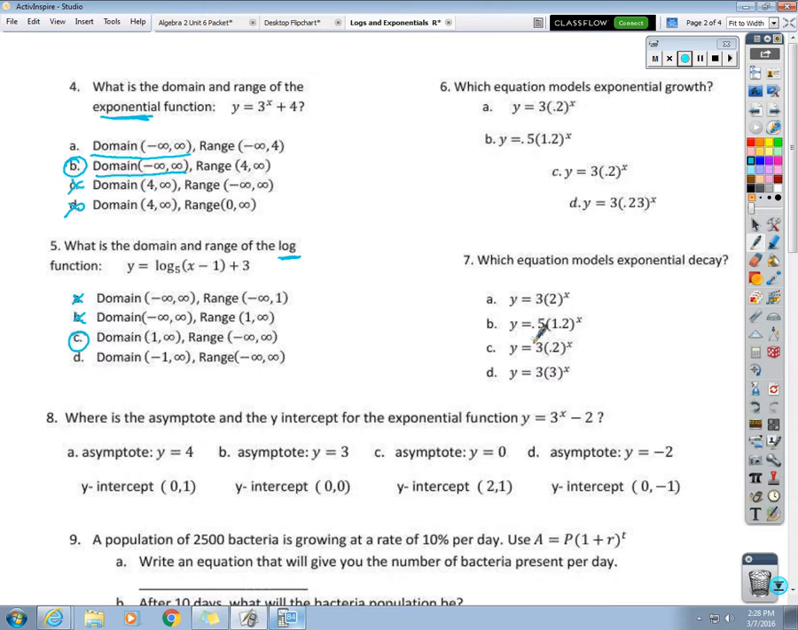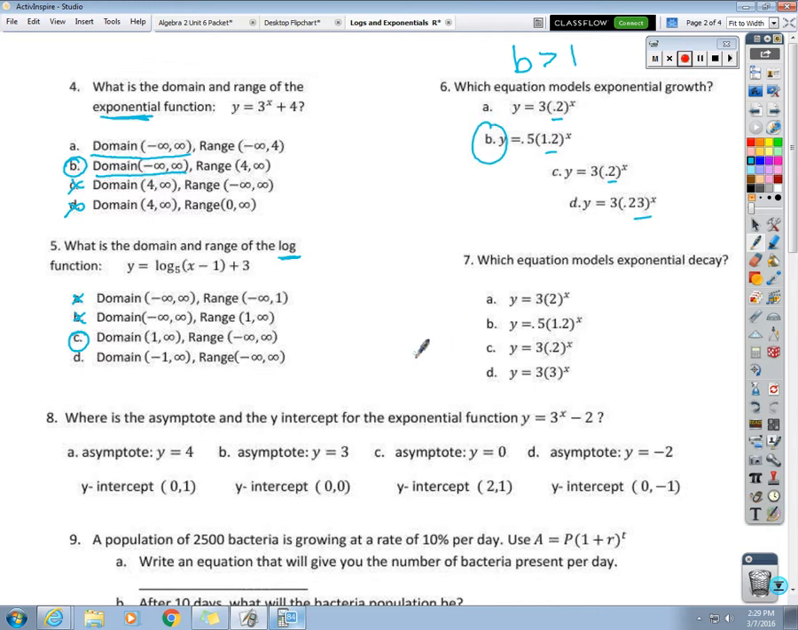All right, number 6. Which equation models exponential growth? Well, what do you know about that? How do you determine if it's growth or decay? What's more than 1? The b value. Well, in the b value, what's raised to the exponent each time? So, which one of those is greater than 1? B.